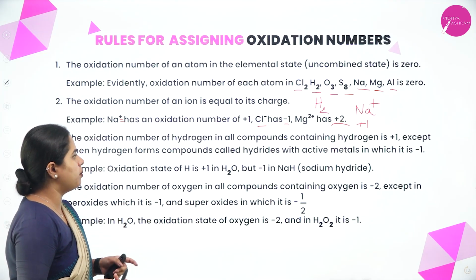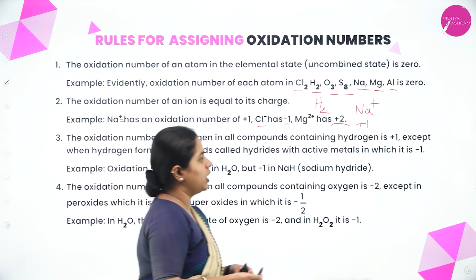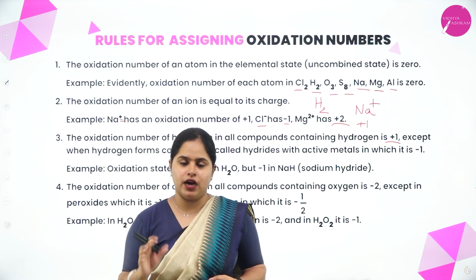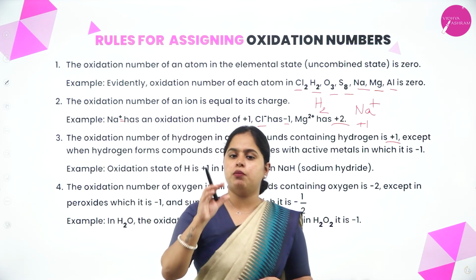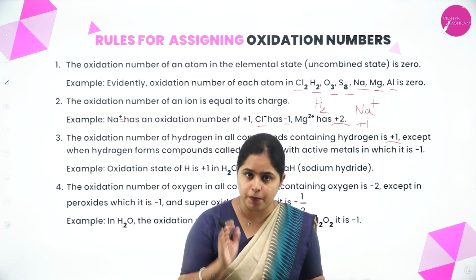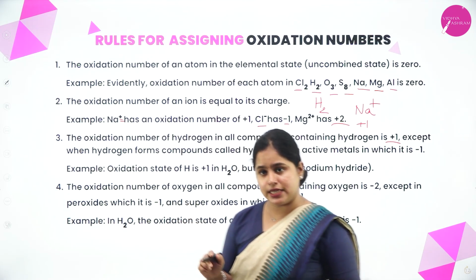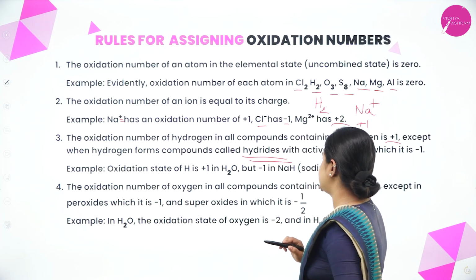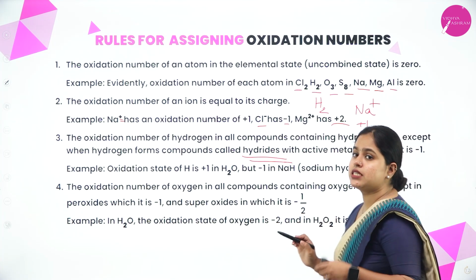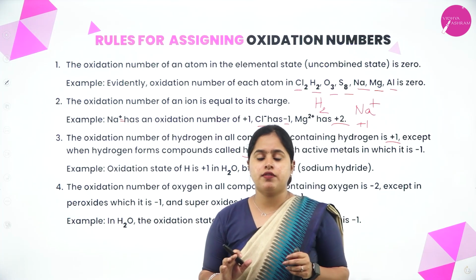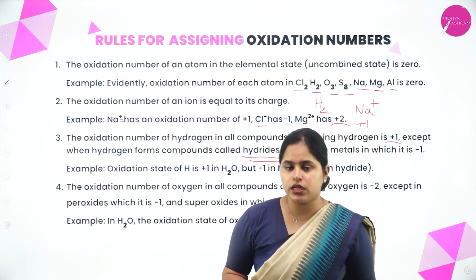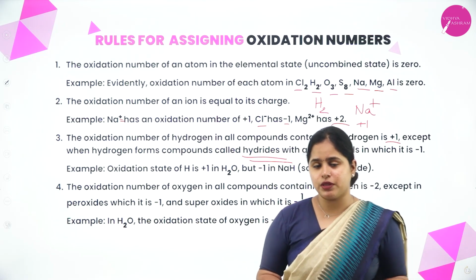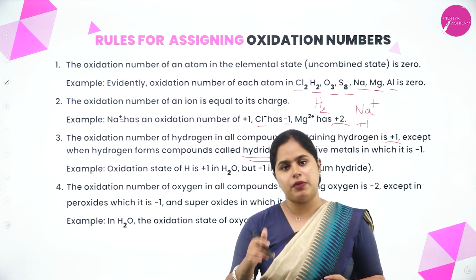Next one, the oxidation number of hydrogen in all compounds containing hydrogen is +1. So wherever you are finding compounds having hydrogen, the oxidation number of hydrogen in all those compounds will be +1, except there is an exception when hydrogen forms compounds called hydrides with active metals, in which it is -1. So generally the oxidation number will be +1, but if hydrogen is forming hydrides with metals, then the oxidation number will be -1.